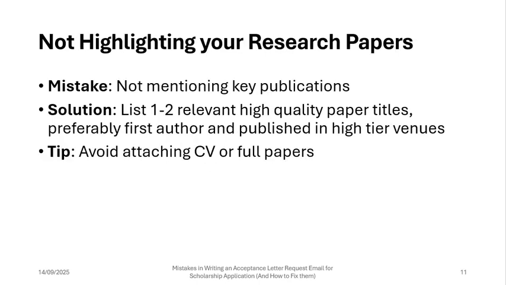Then next is not highlighting your research papers. This is a very basic mistake you people make, because you are applying for a master or PhD scholarship. For that, you need that acceptance letter. And you need to tell the professor what type of research experience you already have, if you have published any papers in top tier journals or conferences, and whether you were the first author or the main contributing author of those papers. This is very important to tell the professor in your email. Don't attach CVs or full profiles in the starting email.